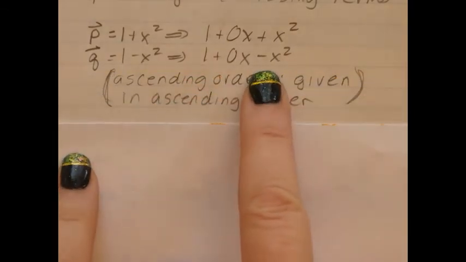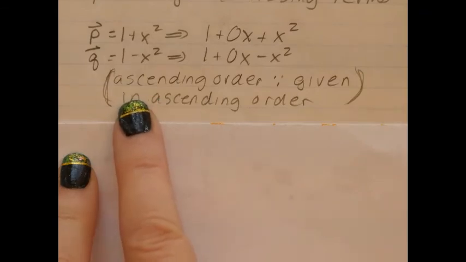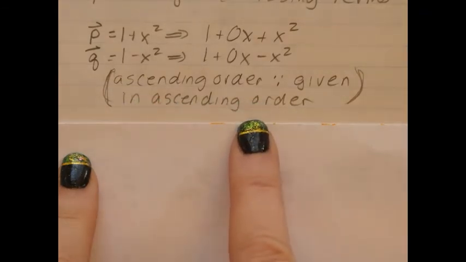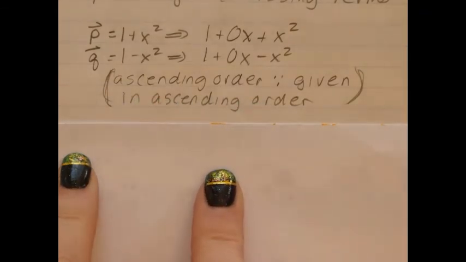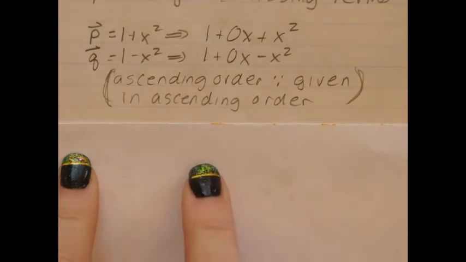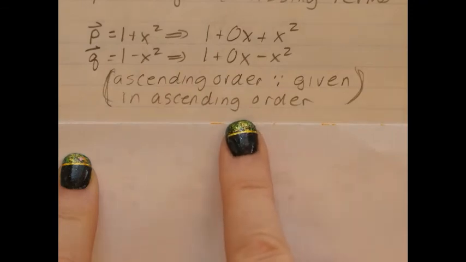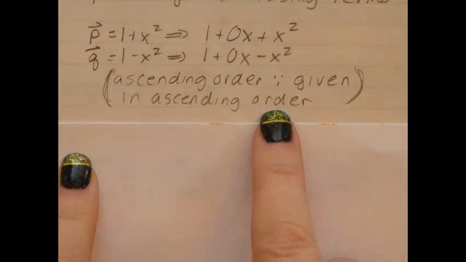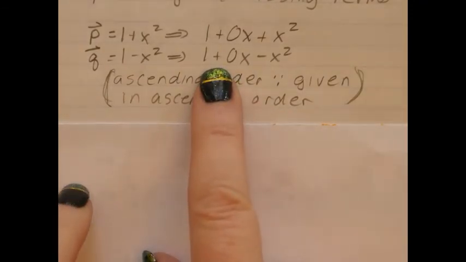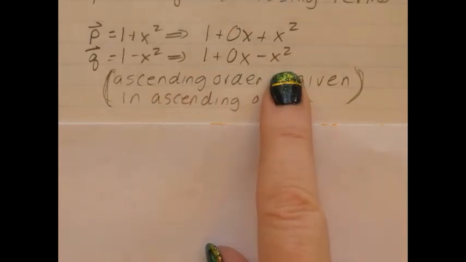The reason I wrote in this order is because the original problem was given in ascending order. The a sub naught, b sub naught is really your x to the 0. And then a sub 1, b sub 1 is x to the 1 power. And a sub 2, b sub 2 is your x squared. So since they wrote the problem in ascending order, I'm going to write our polynomials for p and q in ascending order.